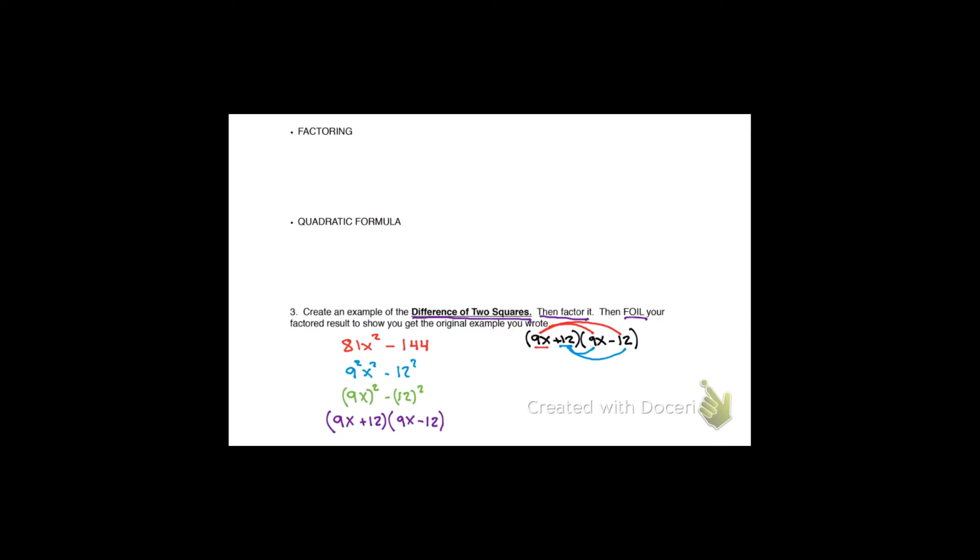Okay, 9x times 9x gives us 81x squared, right? 9 times 9 is 81, x times x is x squared. 9x times negative 12, right? 9x times negative 12 gives us negative 108x. Okay, now moving on to the 12. 12 times 9x gives us the positive 108x. And positive 12 times that negative 12 gives us negative 144.